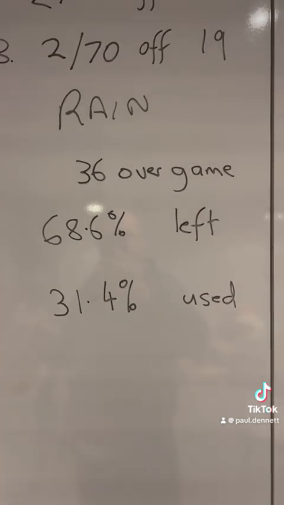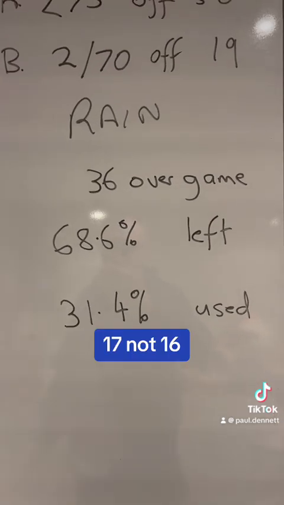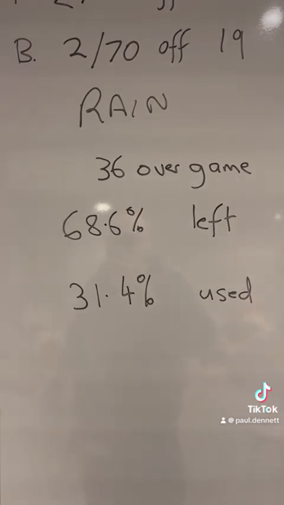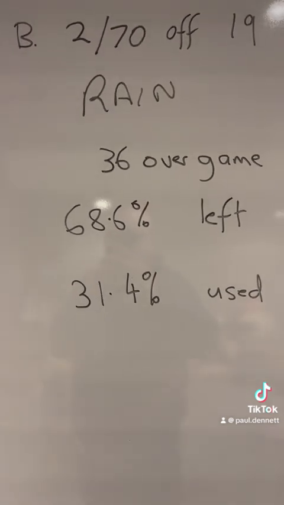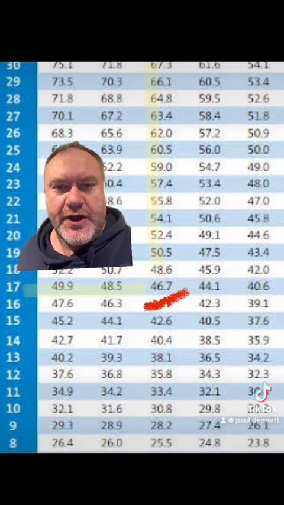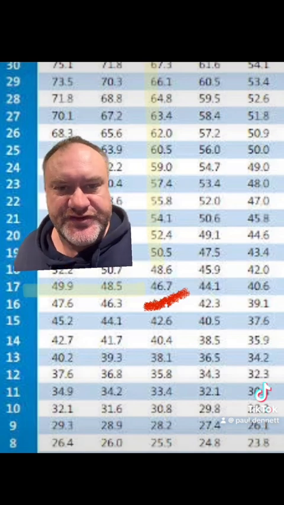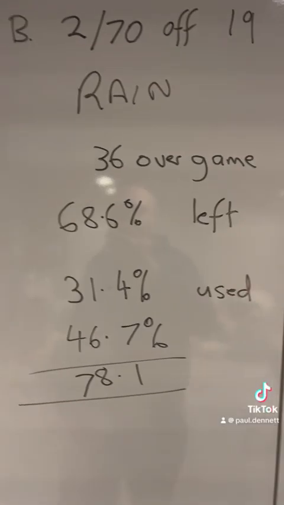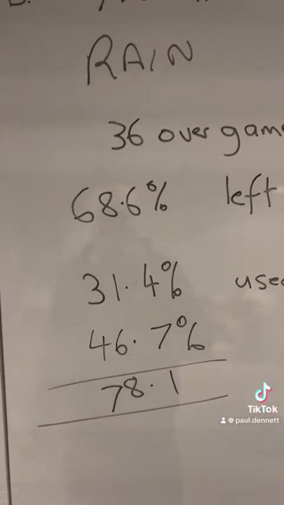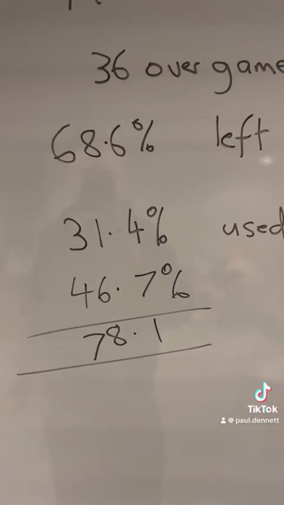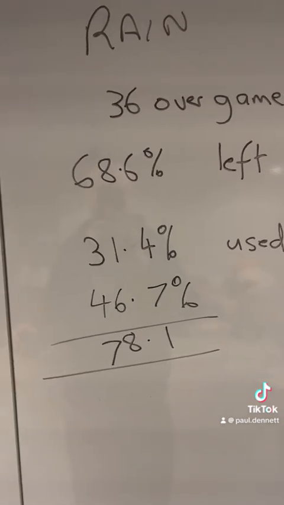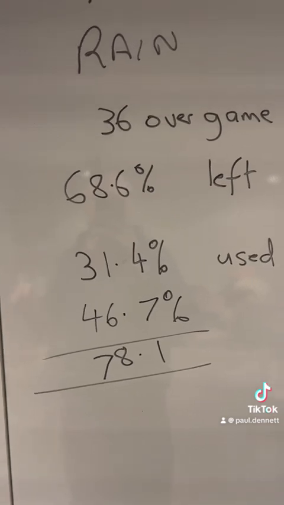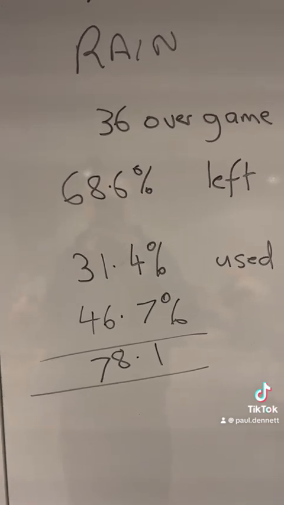And they have 16 overs more that they're going to bat. What percentage of their resources will they use in that time? 17 overs left. They've lost 2 wickets. They have 46.7% resources still available to them. So add that to the 31.4%, and you get a total of 78.1% as the total resources that are going to have been available to side B.